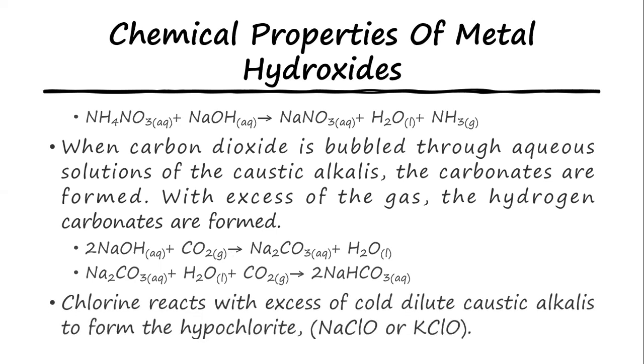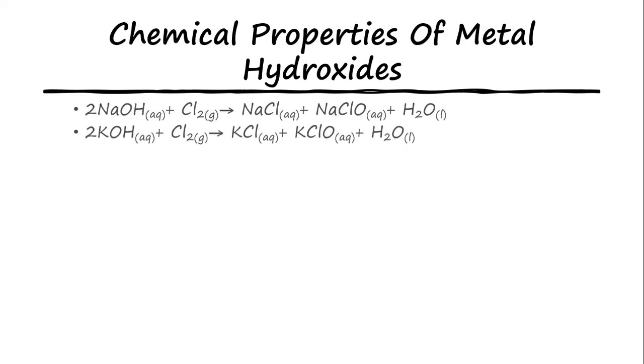Now, chlorine also reacts with excess cold dilute caustic alkalis to form the hypochlorites, such as sodium hypochlorite and potassium hypochlorite. As you can see from the two reactions, sodium hydroxide plus chlorine leads to sodium chloride plus sodium hypochlorite plus water. The same goes for potassium hydroxide, which reacts with chlorine to lead to potassium chloride plus potassium hypochlorite plus water.